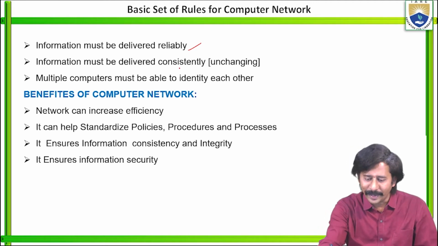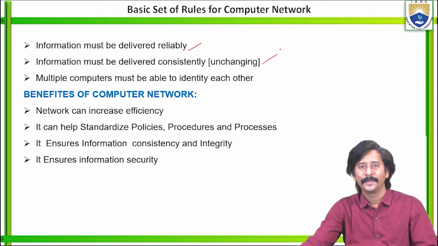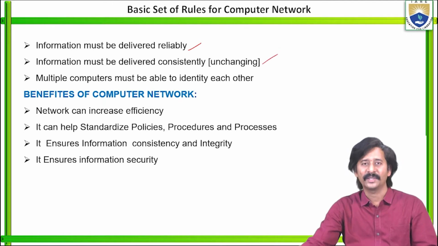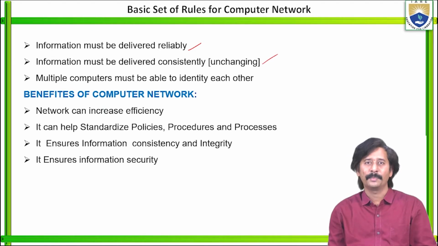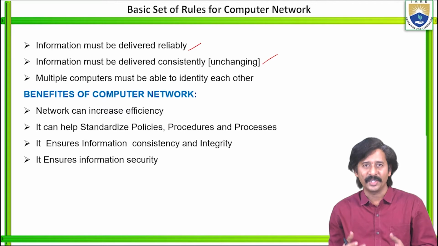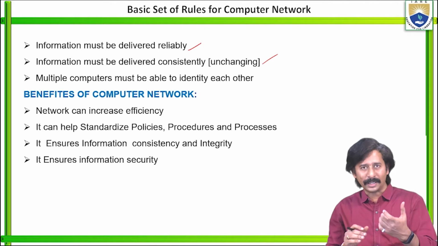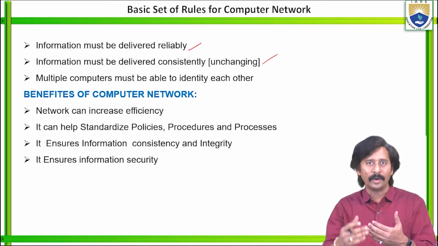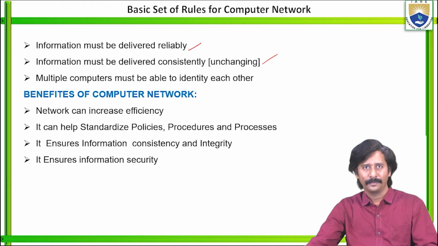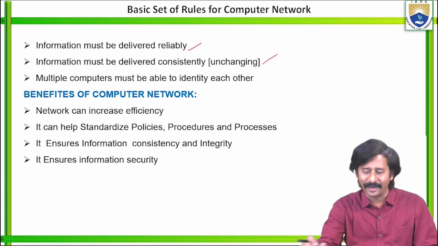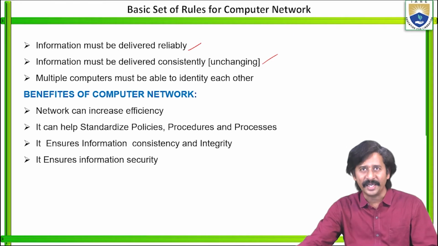Then information must be delivered consistently, that is, without any change. Nowadays you are very interested in chatting, right? For example, I need to send an urgent message through WhatsApp to my professor: hello sir, good morning, where are you? I am waiting at your cabin. That information, whatever data I send, must reach my professor in the same order. That is, information must be delivered consistently without any change.